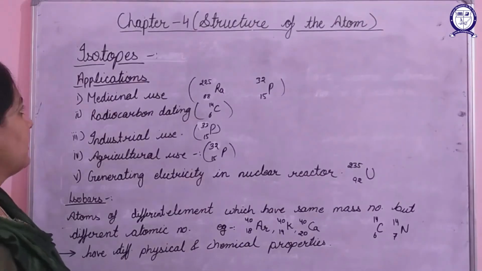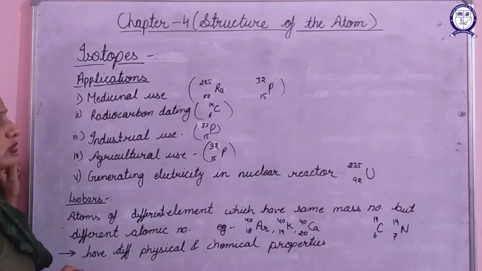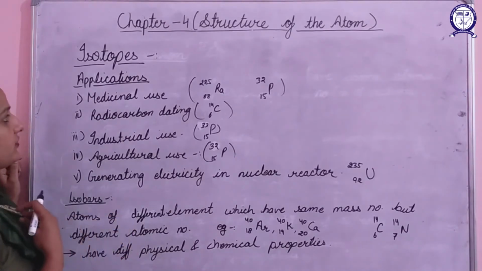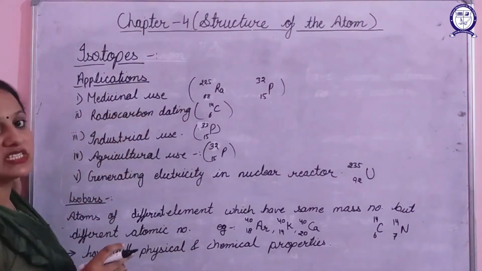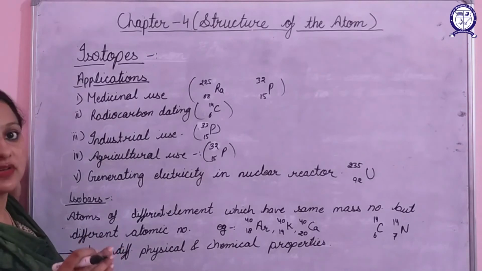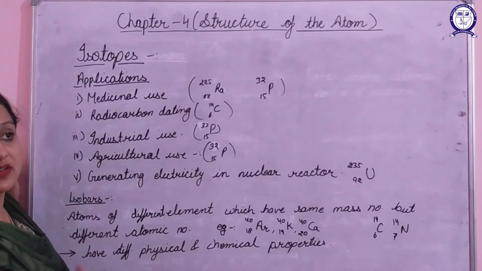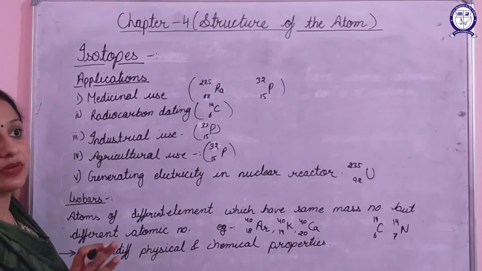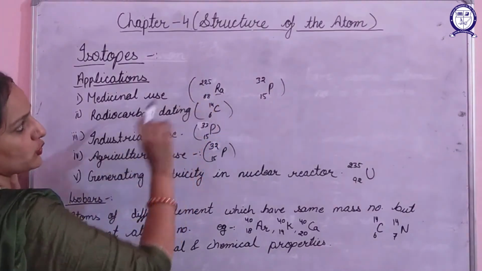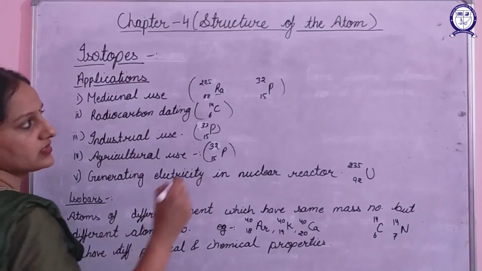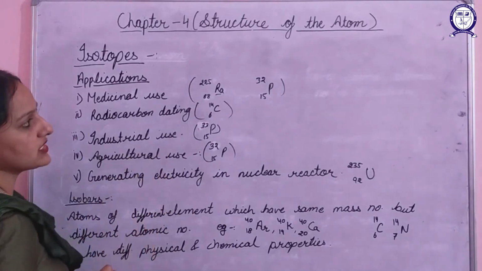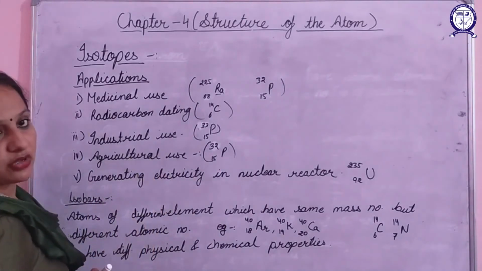Next is applications of isotopes. Isotopes find application in different fields. First one is the medicinal use. We are using isotopes of different elements for the treatment of cancer, for locating cancer, for brain tumors, and in this way a number of other diseases also. For example, radium 88-225 is used in the treatment of cancer. Phosphorus 15-32, an isotope of phosphorus, is used in the location of cancer.